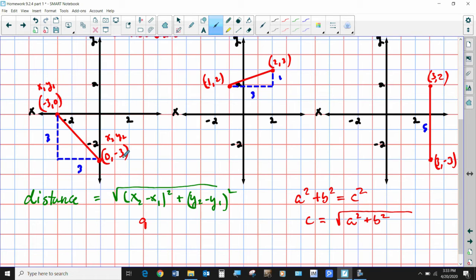And then 0 minus a negative 3 is going to give you a 9 there. So when you add them, you get 18. And sure enough, the distance is going to be the square root of 18, which we said was about 4.2. How does that relate to this?